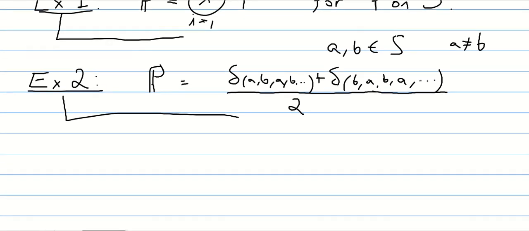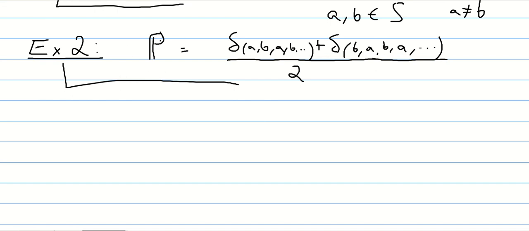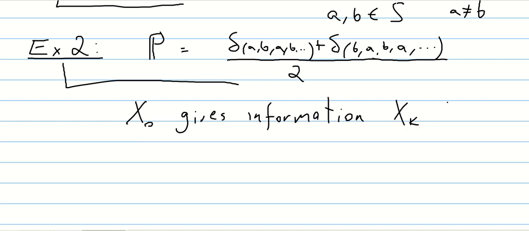The relevant aspect of this, and why it is sometimes an interesting counterexample, is that if I tell you the value of x0, this gives information about xk for every k.